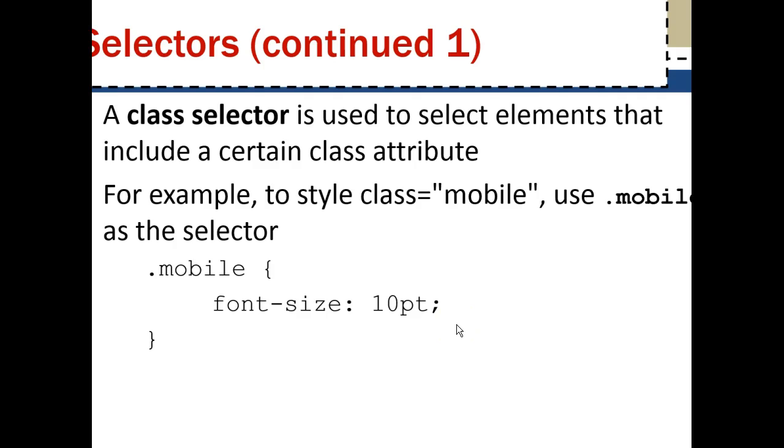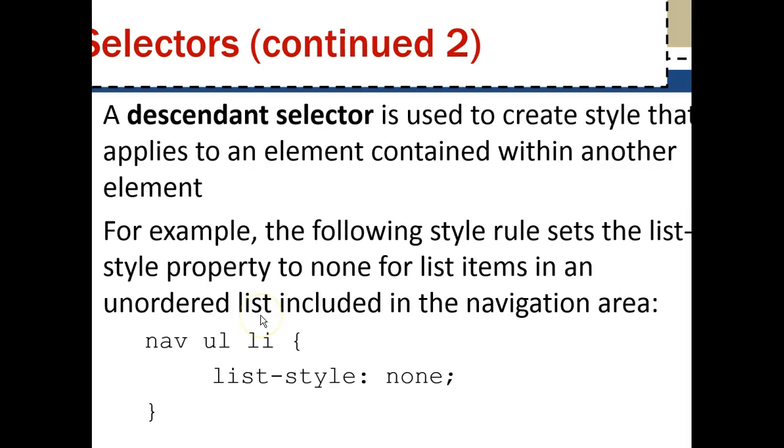For a class selector, we create it by using the style rule with the period sign, followed by the class attribute value. For instance, to style class mobile, we use .mobile as the character. So this is the style rule that we apply to set the font size to 10 for all the elements that use the mobile class. So you can use it as a class selector.